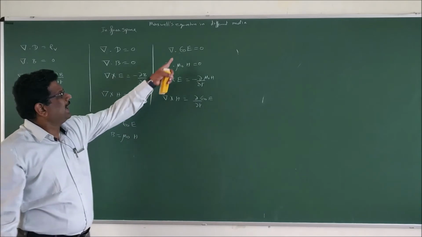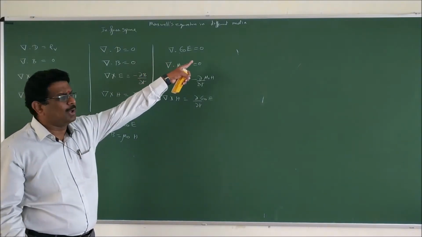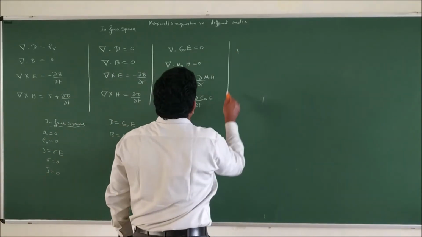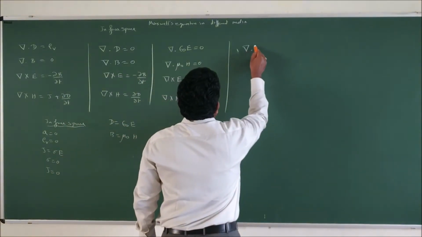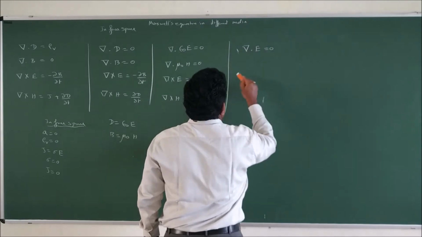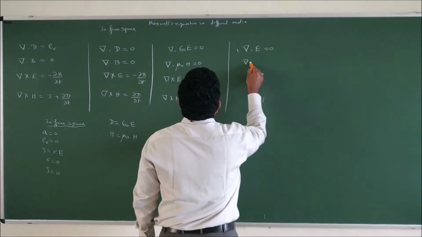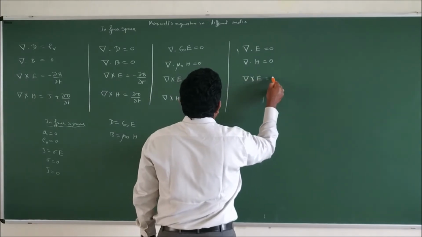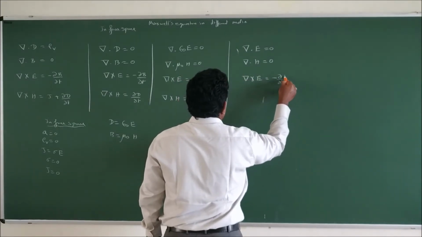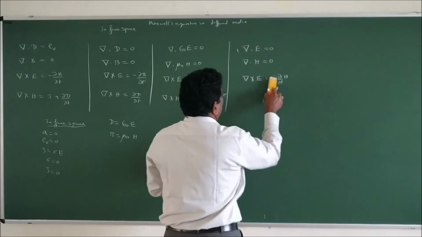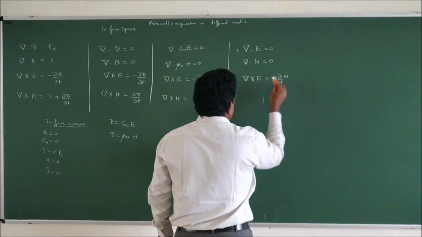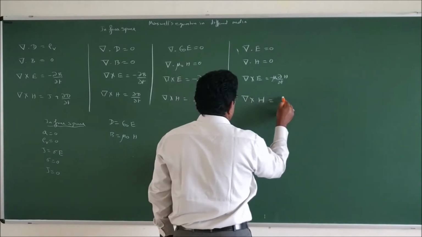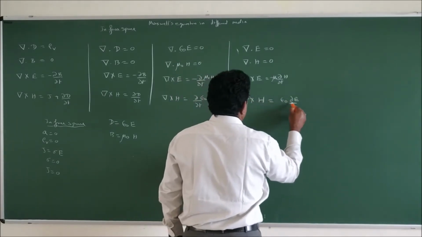Now, if you take this epsilon naught outside, it will become 0, even the mu naught also. So, if you do some more modifications here, then I would like to bring del dot E equal to 0, and let us say del dot H is equal to 0, del cross E equal to minus dou by dou T H. I would like to bring the mu naught here, minus mu naught, and del cross H equal to epsilon naught dou E by dou T.